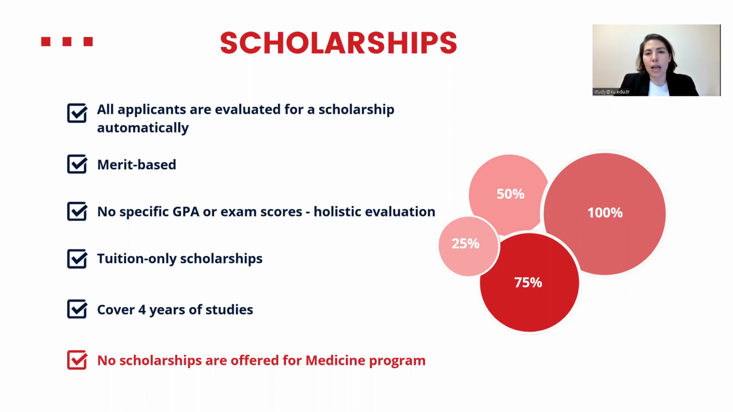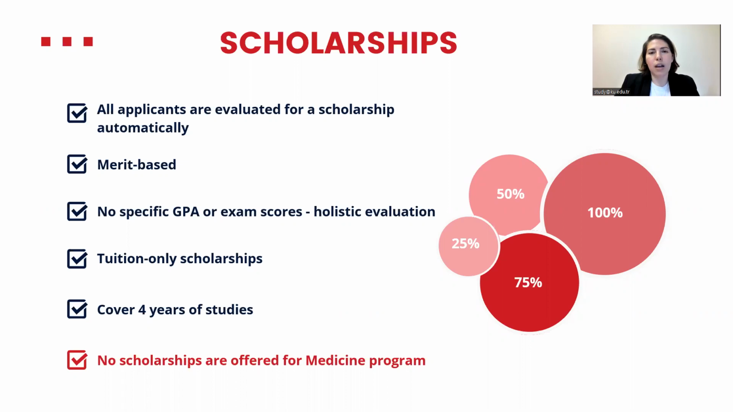So we cannot tell you, and nobody can tell you, please remember this, there's no educational agency or counselor or friend, a student who is already studying here who can tell you, well, if you have an SAT of this, you may, or you will get, for example, a 50% scholarship or 25% scholarship. Nobody can say that. We explain that very clearly on our website because it's a holistic evaluation.